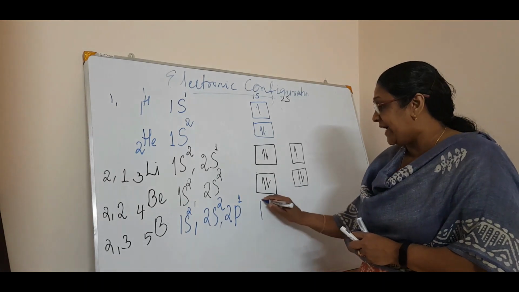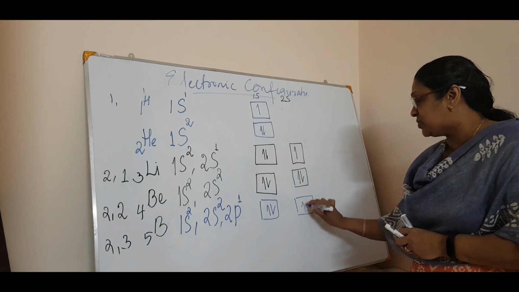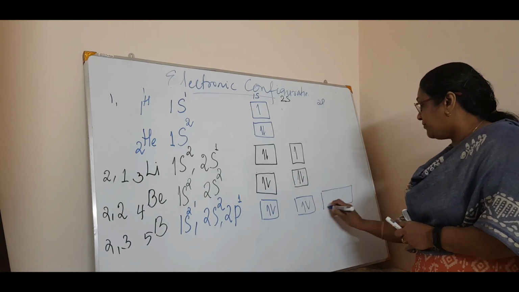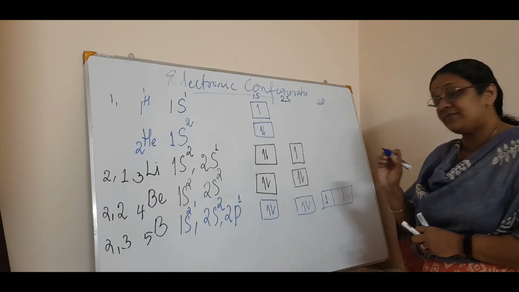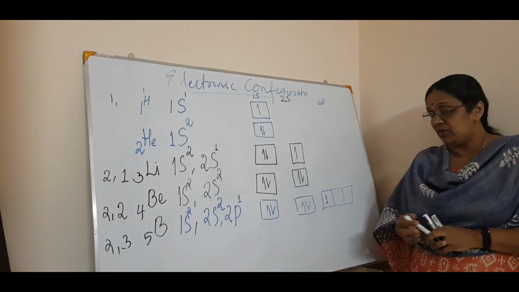Now what will be your diagram? 1s2, 2s2, here I will write 2p. 2p means you have to draw 3 boxes. That is 2p1, so it will be 1. Clear? Any doubt? You can ask me.